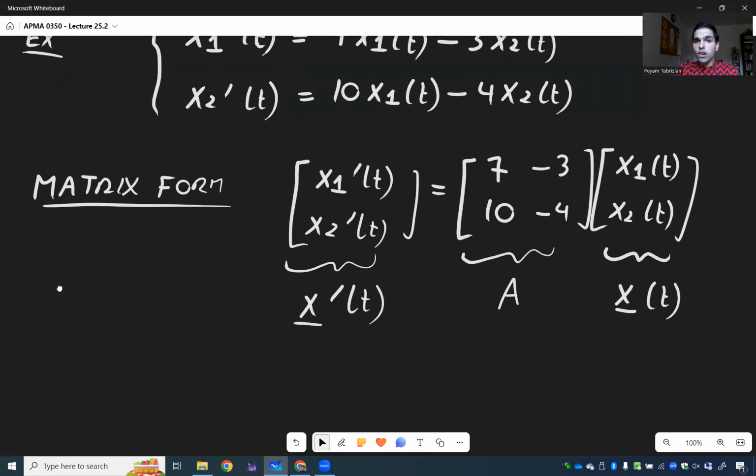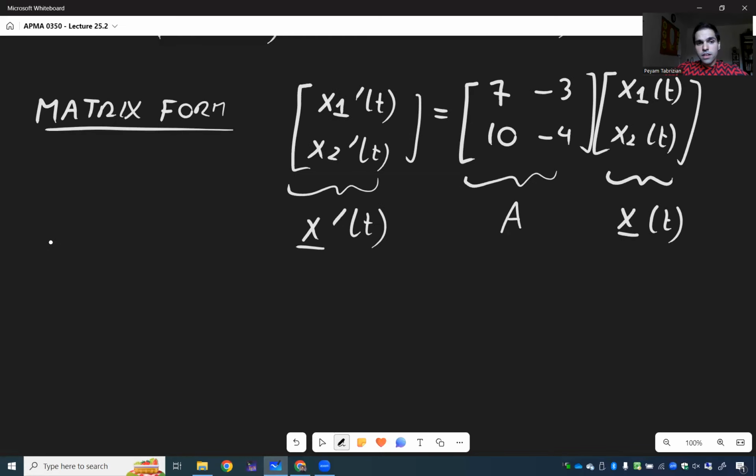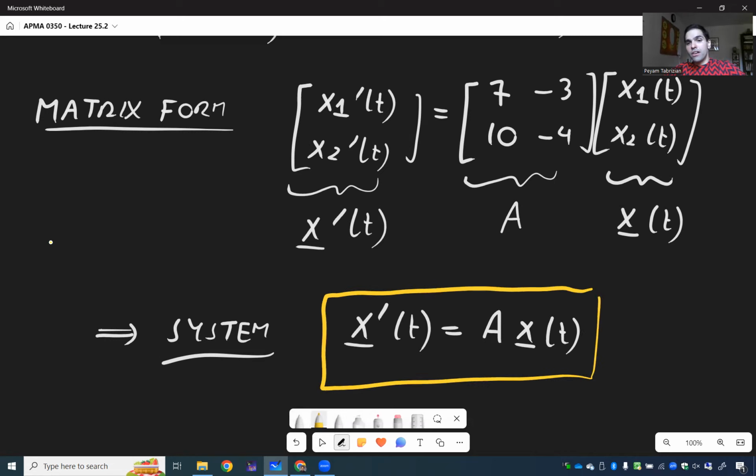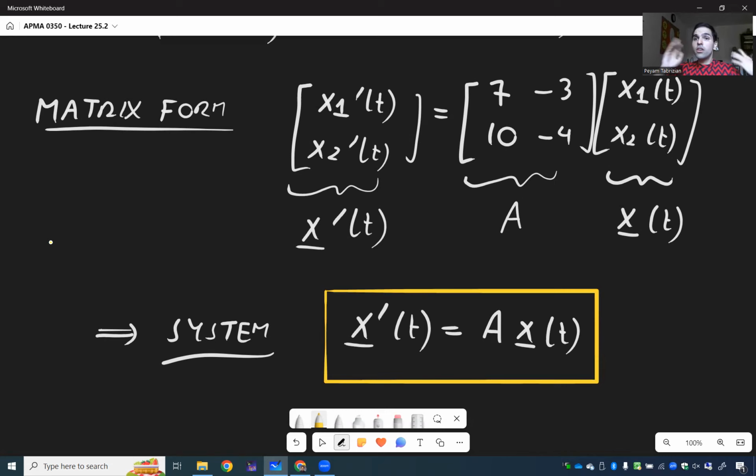And in particular, our system can now be written as x prime of t equals A x of t. And that is the way we will write systems from now on. So from now on, when we say x prime equals Ax, we mean the system above.